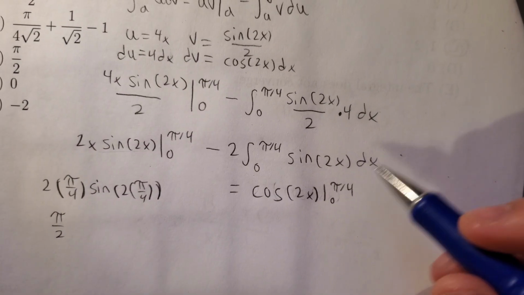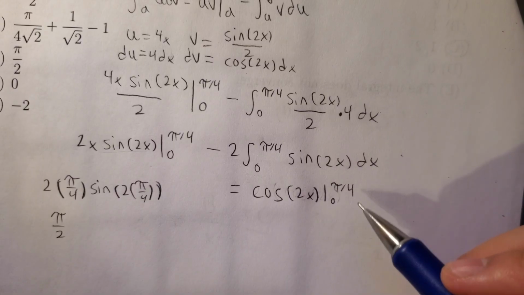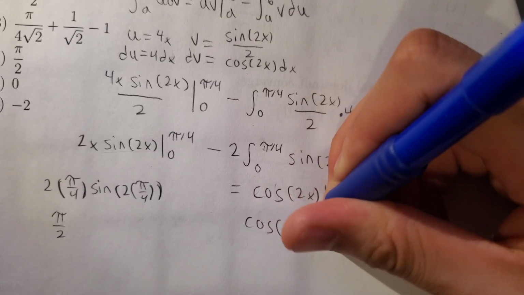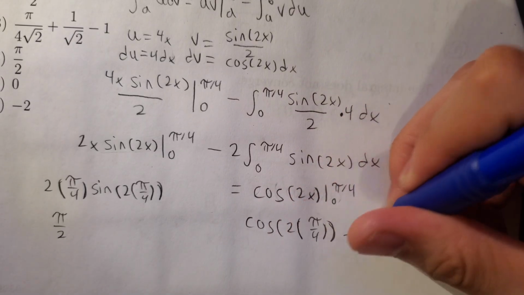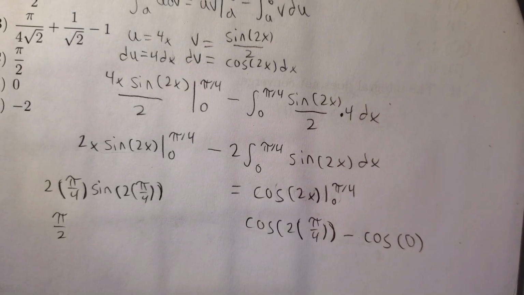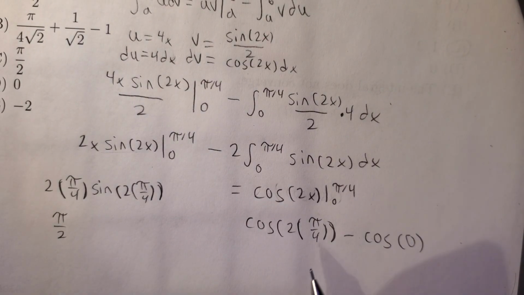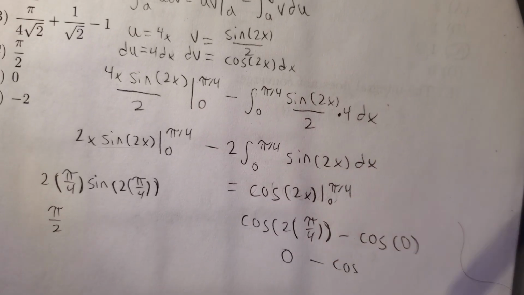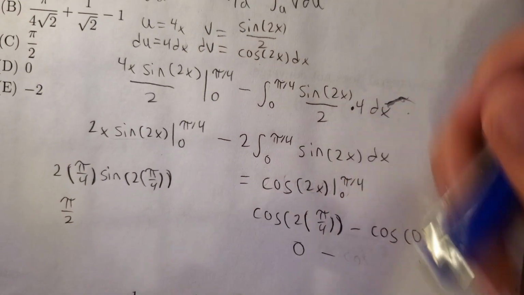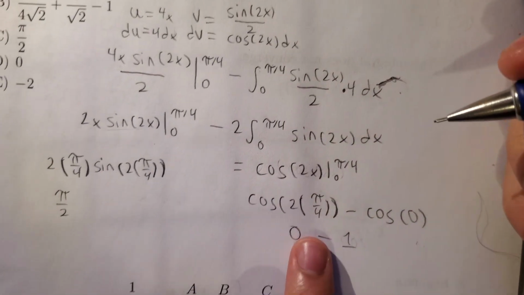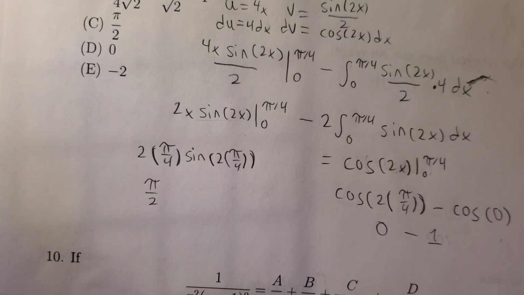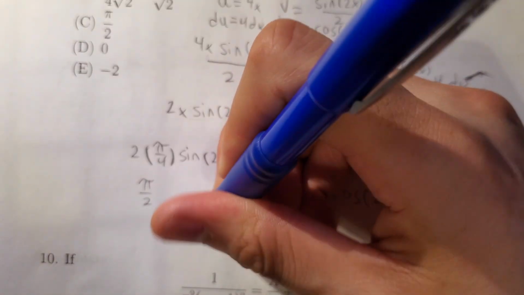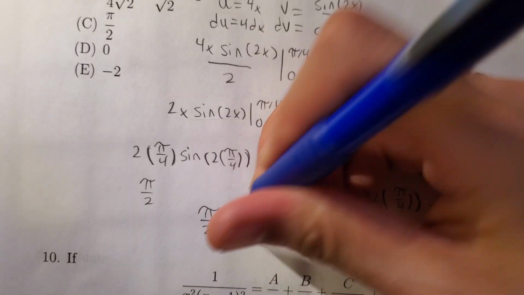And then for this, we have cosine of 2 times pi over 4 minus cosine of 0. And this becomes cosine of pi over 2, which is 0, and minus cosine of 0, which is 1. So this simplifies to negative 1. So the answer to this integral, to this entire problem, ends up being pi over 2 minus 1.